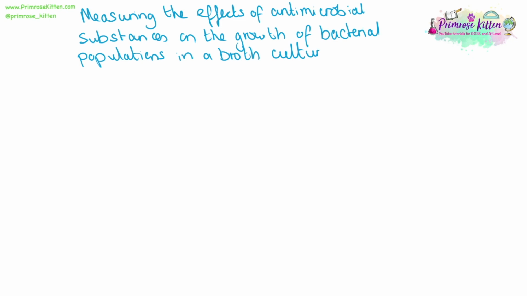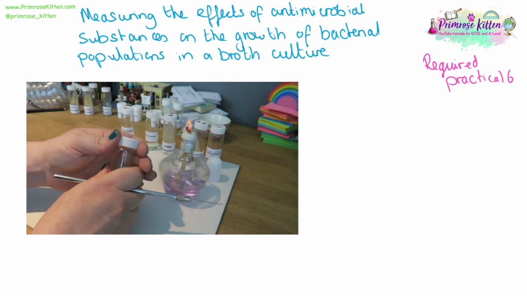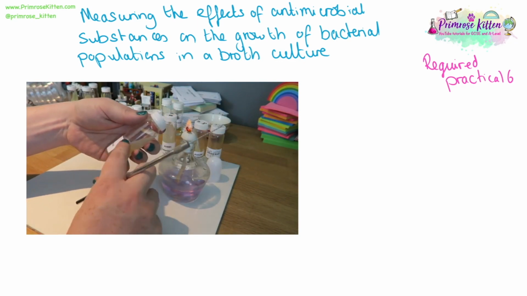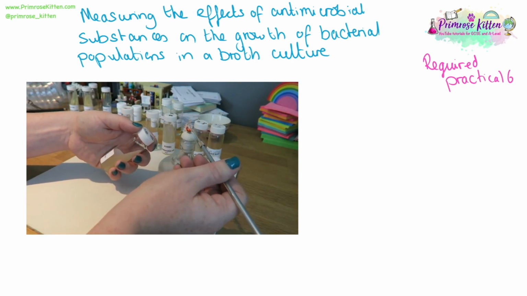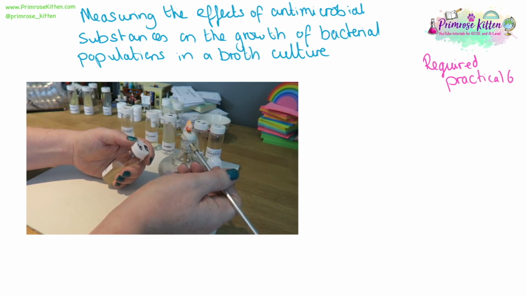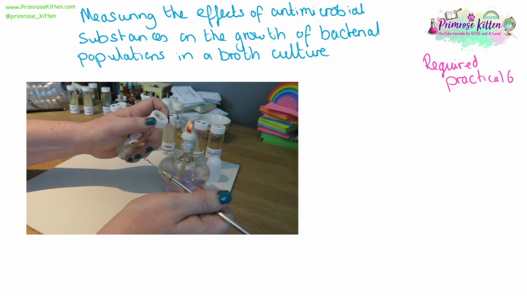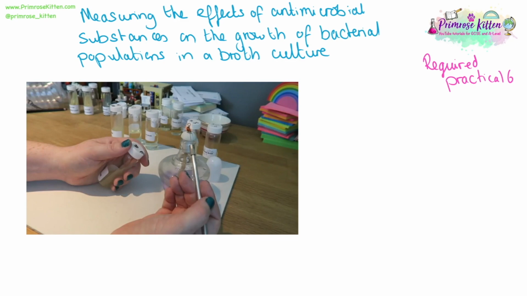We can also look at measuring the effects of antimicrobial substances on the growth of bacterial populations in broth culture. This is a quantitative experiment. Again, you are going to need to work as close to the flame as possible, flaming everything when you open it, flaming your loop to make sure you do not cross-contaminate things, to make sure the bacteria from the air doesn't get into your cultures.